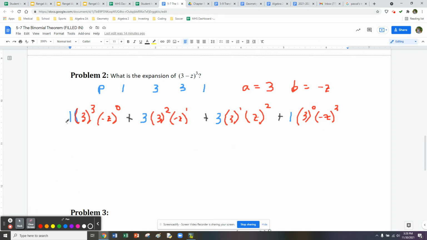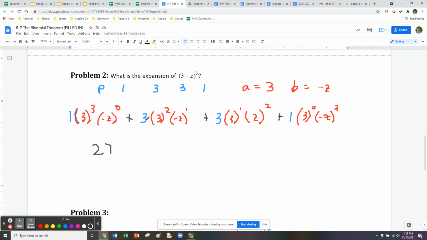So now we'll take a look at this first term. So I'm going to have a 1 times 3 to the third. Well, 3 to the third is 27. And then anything raised to the 0 power is 1. So my first term is just simply 27. And then I'm going to hold off on writing the plus sign because I don't know this next term. I've got a negative in it. So if it's negative, I'm just going to use a subtraction sign.